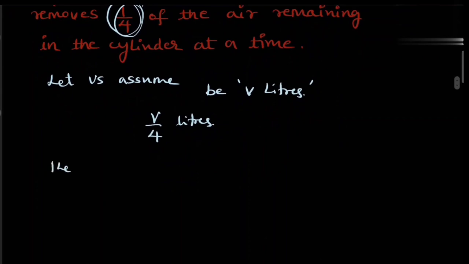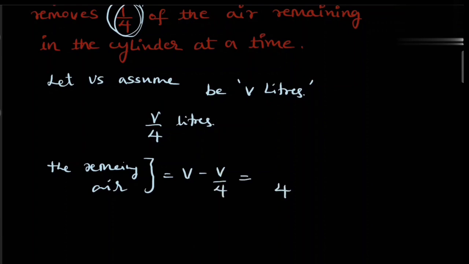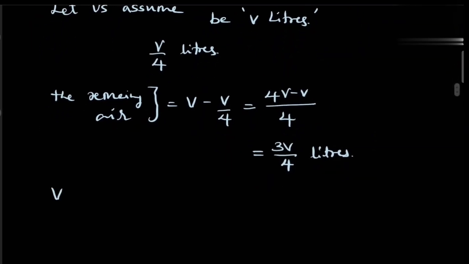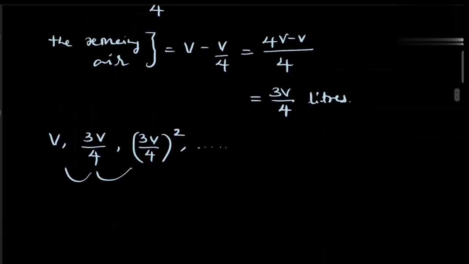Therefore, the remaining air in the cylinder is equal to V minus V/4. That is equal to, take LCM here, so the numerator we got here is 4V minus V. So 3V/4 liters are the remaining air present in the cylinder. So thus we got a sequence V, 3V/4. Solving again we get (3V/4) whole square and so on. So this is a sequence, but this sequence does not form an AP because the common difference between them is not constant. Therefore, it does not form an AP.